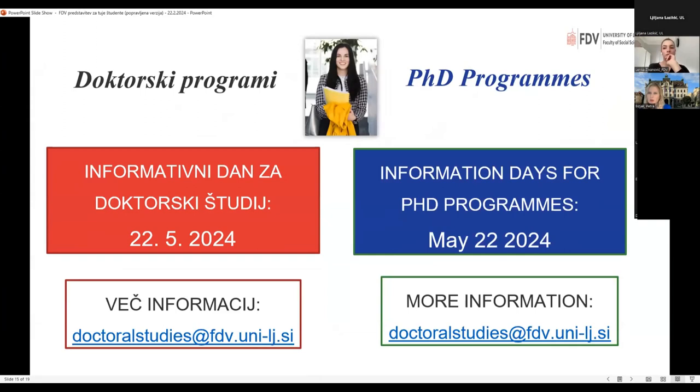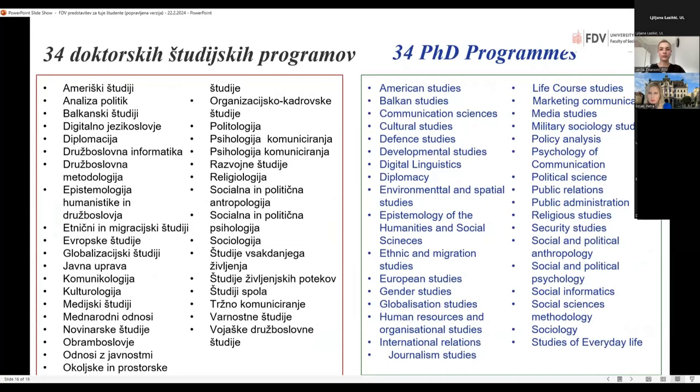PhD programs: the information days for PhD programs will be in May of 2024. For more information about PhD programs, you can send an email to the address listed below. Our faculty offers 34 PhD programs, which are also listed here below. For example, medical studies, Balkan studies, life course studies, marketing communications. I won't read them all because there are too many of them. Maybe you can just go through them. All are also published on our faculty website.